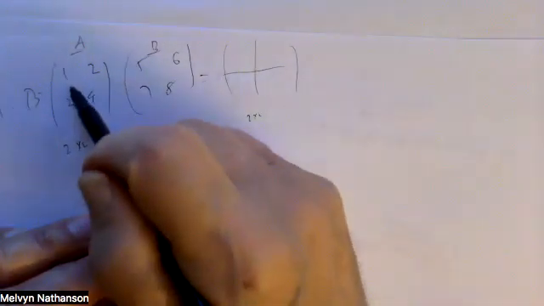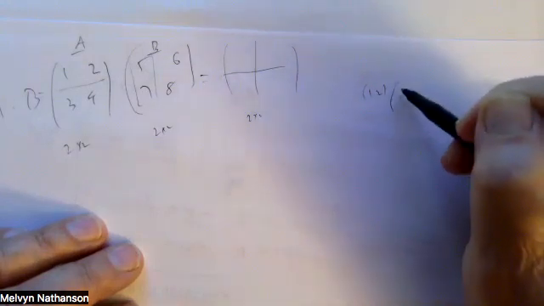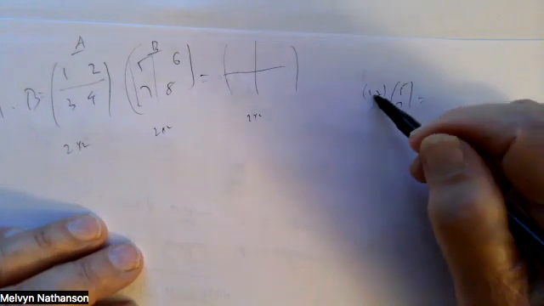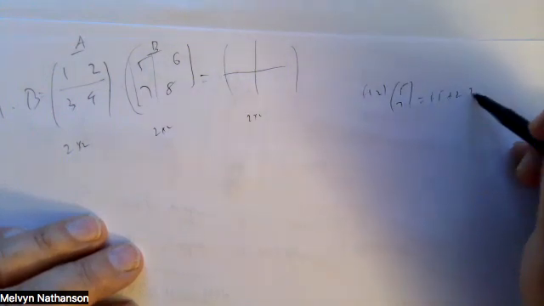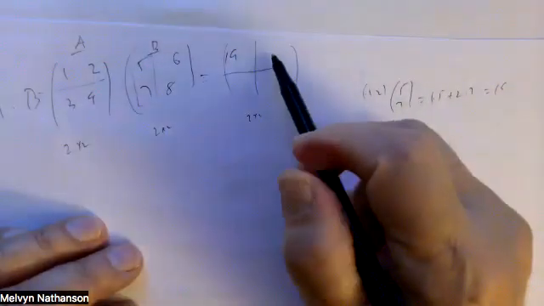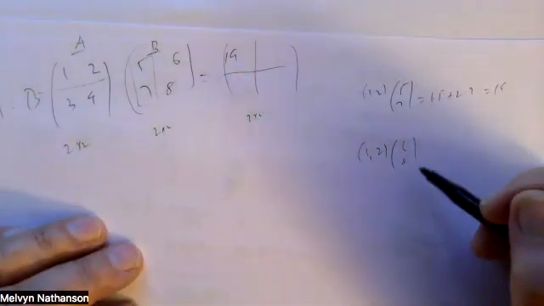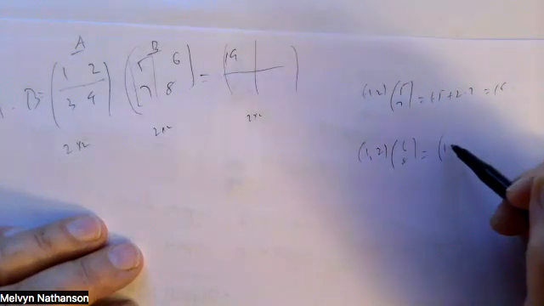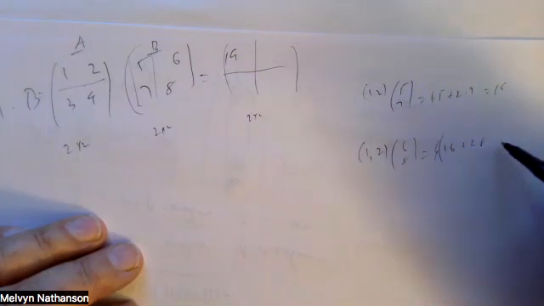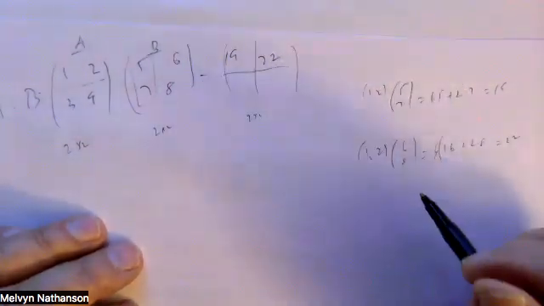So when you multiply the first row into the first column, that's 1, 2 times 5, 7. You multiply the corresponding coordinates and add: 1 times 5 plus 2 times 7 is 19. You get a 19 here. This is the first row, second column. You take the first row of A and multiply it by the second column of B. This is 1 times 6 plus 2 times 8, 6 plus 16, this is 22.